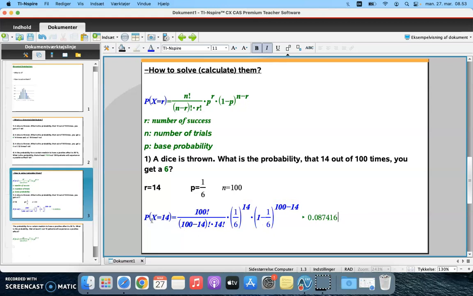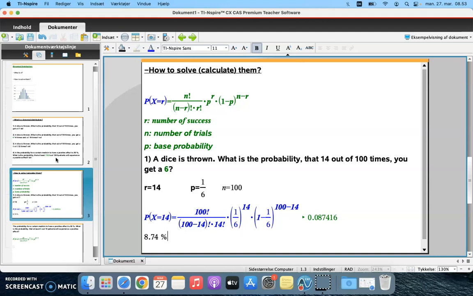So this here says that the probability of getting 14 successes, which is a 6, out of 100 times you throw the dice, is 0.087416, which is approximately 8.74%. So this is the formula. Identify R, N, and the base probability, and then you can calculate it.